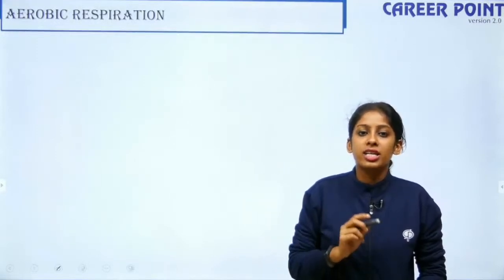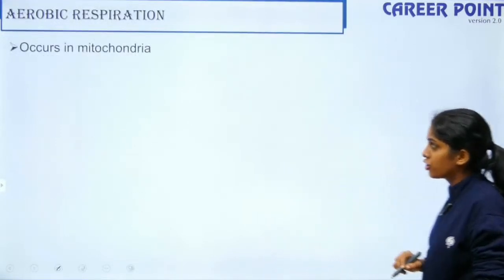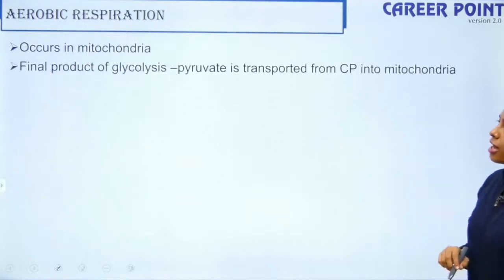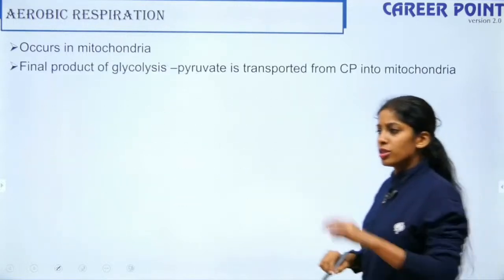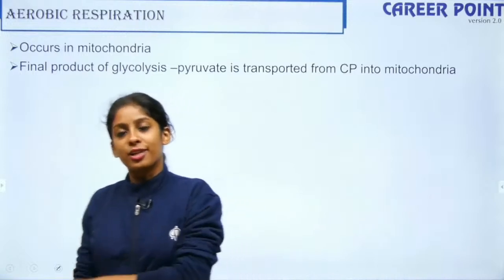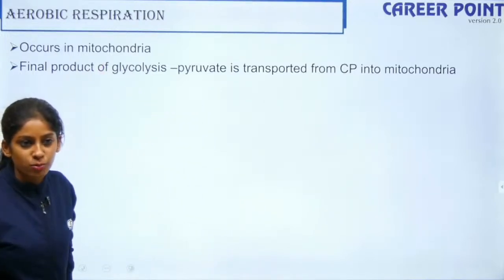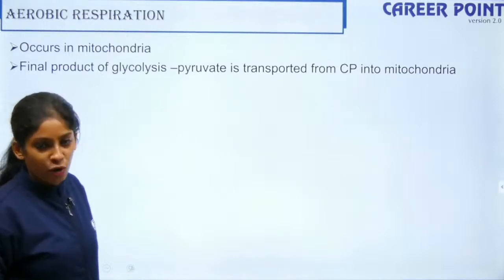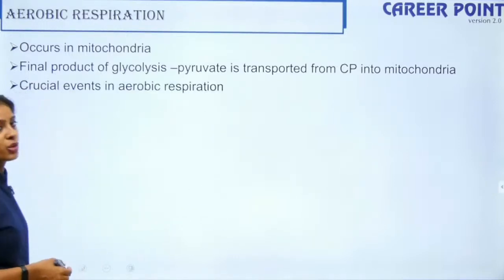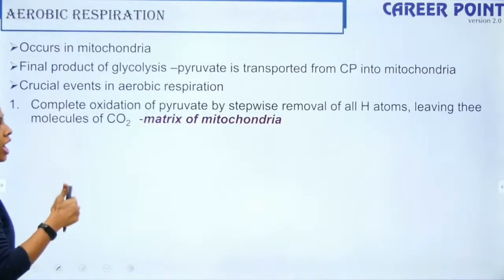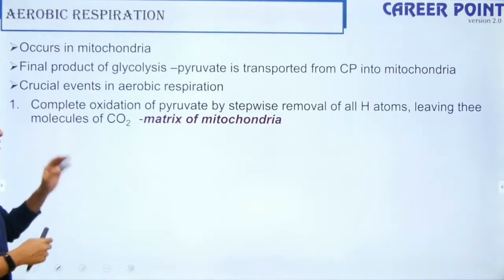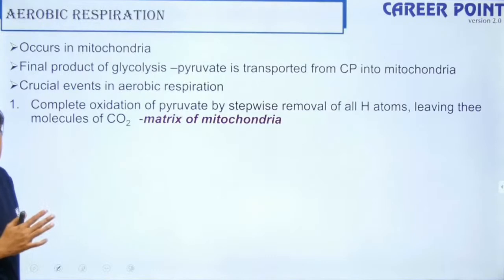Now we are going to talk in detail about the aerobic part of respiration. The aerobic part occurs in the mitochondria. The final product of glycolysis, pyruvic acid, quickly moves from the cytoplasm into the mitochondria for the process of aerobic respiration. What are the crucial events here? First you have the stepwise removal. This happens in the matrix.